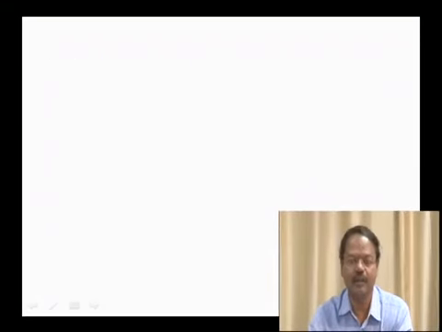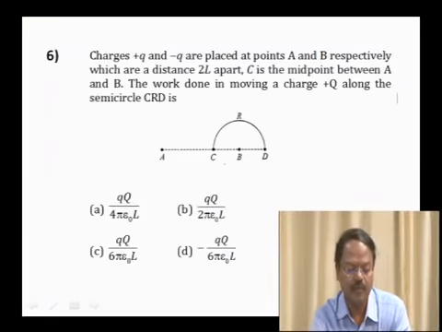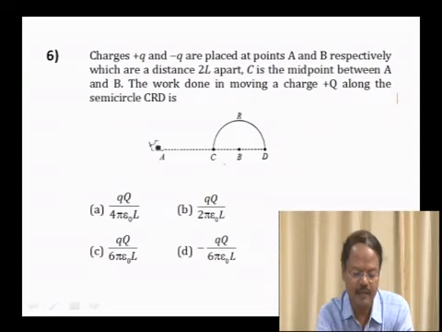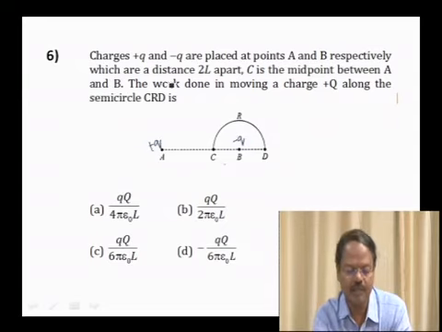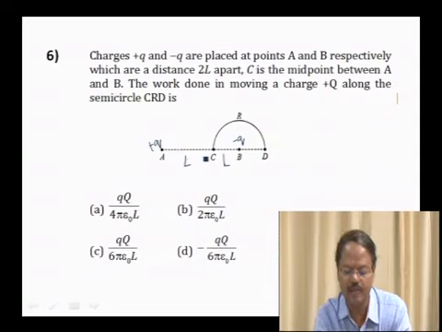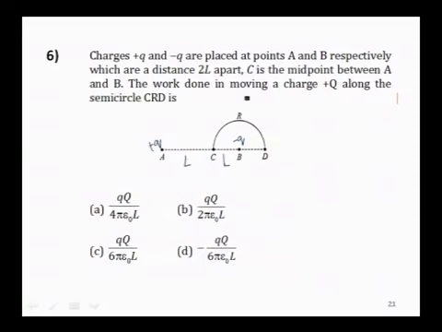Now, going further, charges plus q and minus q are placed at the points A and B. So, you can mark that plus q and minus q are placed here respectively, which are at a distance 2L apart, and C is the midpoint. So, this is L, this is also L, because C is the midpoint between A and B. Work done in moving a charge plus q along the semicircle CRD.